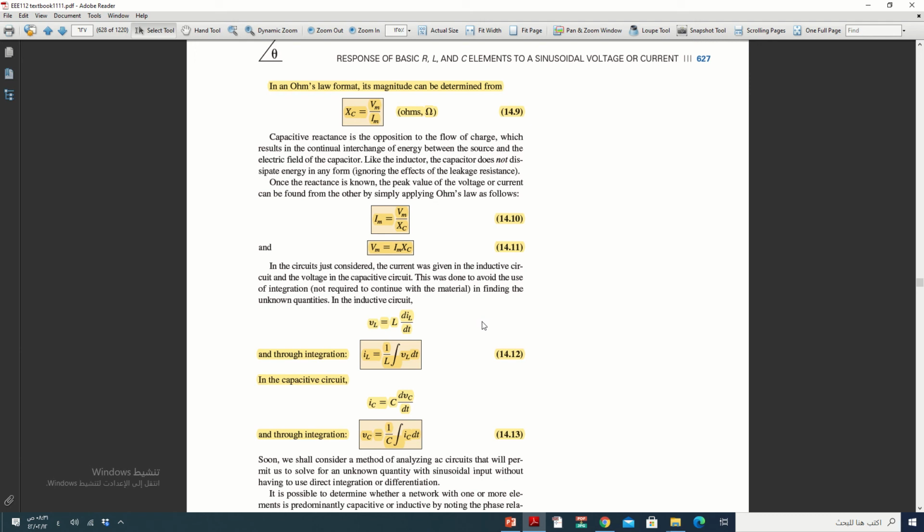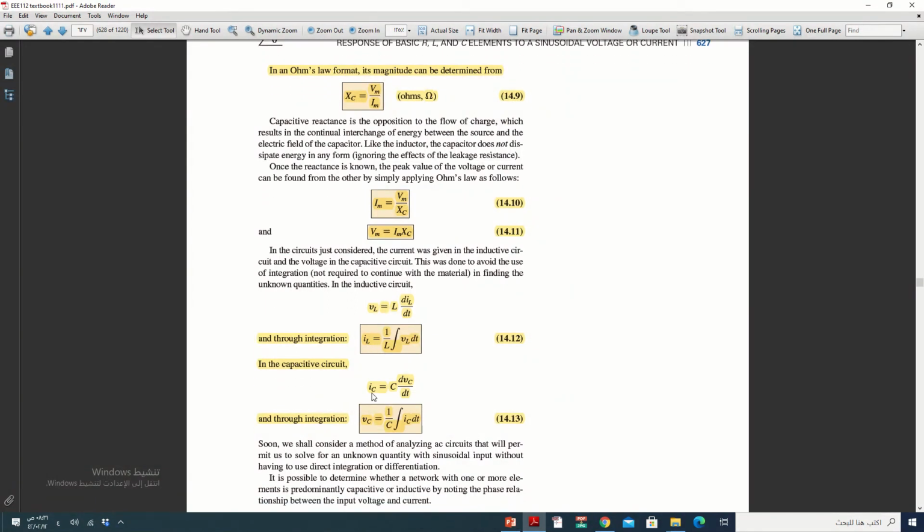Since we can find the voltage in the inductor by the derivative of the current, it is the opposite: if we have the voltage, we can integrate it and find IL. Similar to the capacitor, since we can find the current in the capacitor by the derivative of the voltage, we can find the voltage by integrating IC.